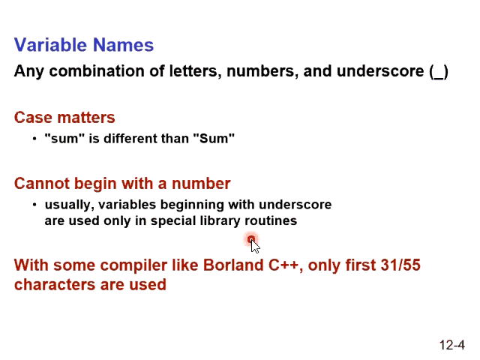The next one, could you use a number at the beginning of an identifier or variable name? No. And the next one, the restriction on the length for variables. Normally, depending on the compiler, for example, with the compiler Borland C++, only the first 31 or 55 characters are used.